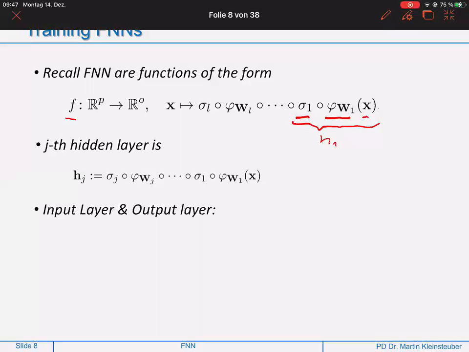Just for definition, we have h0 is x, the input, and f of x in R^o is our output layer. This is HL. Just for notational reasons. Okay, so we all have a form of what functions we talk about.